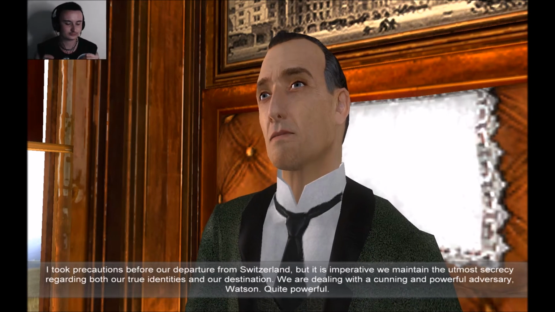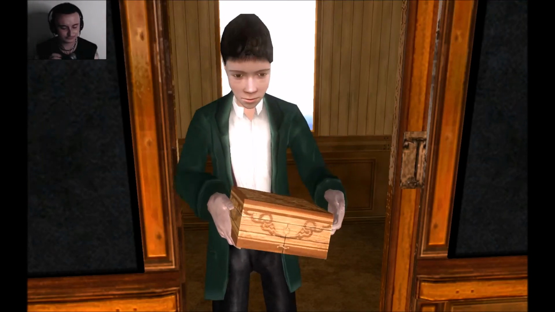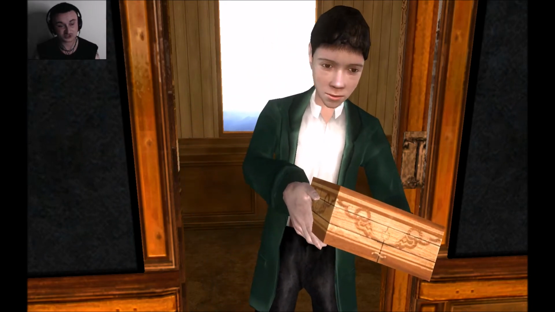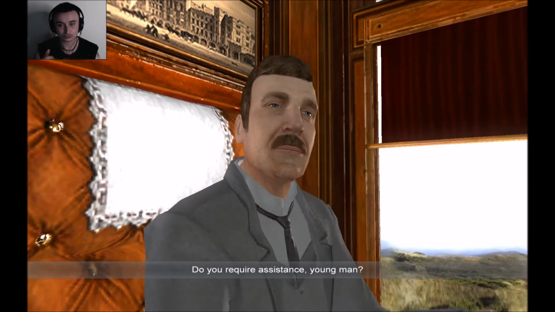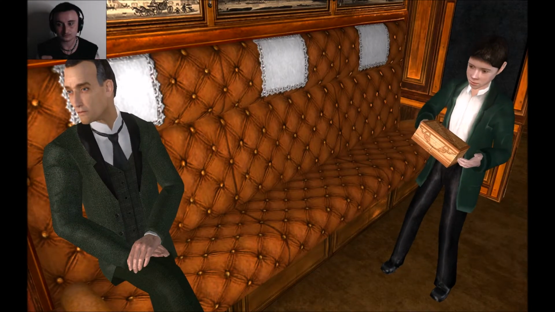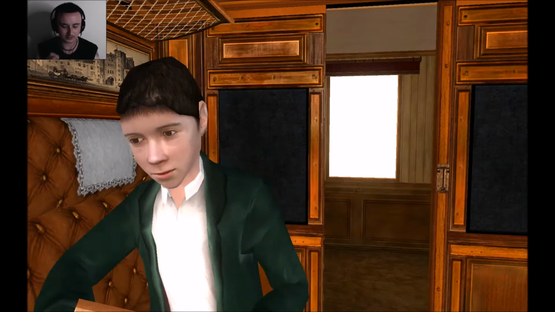Quite powerful. Looks like the amber from Jurassic Park. It's Jello. Do you require assistance, young man? He's got a puzzle box.